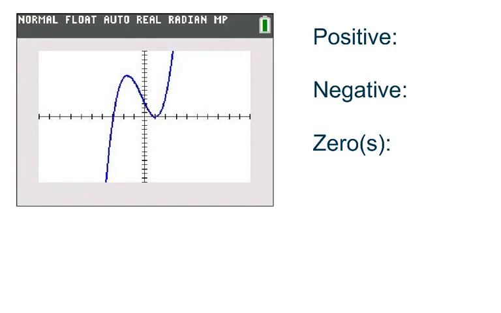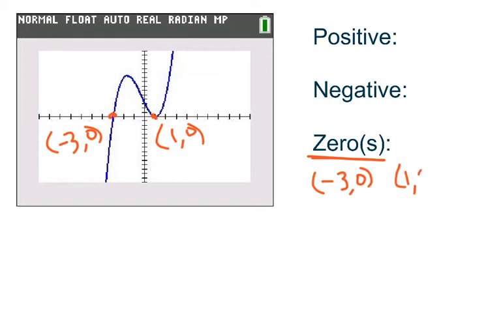This is the same one we just did. So first, we're actually going to look for the zeros first because they're a little bit easier. So zeros, I'm going to do in red. It's anywhere it hits the x-axis. So right here and right here. I'm going to plot those points. That's a -3, 0. That's a 1, 0. So the places it's 0 is at -3, 0 and at 1, 0.